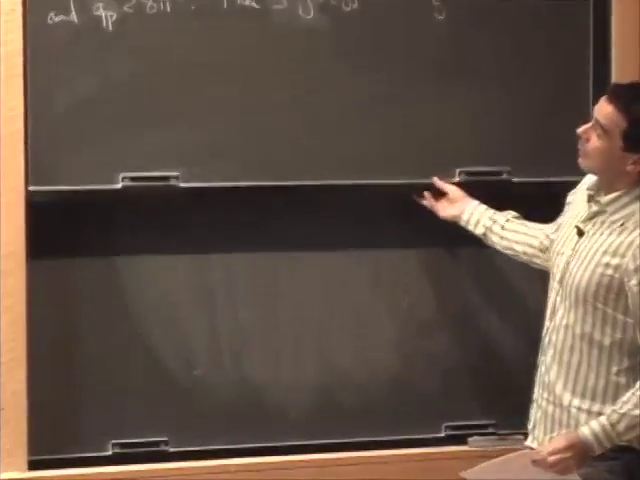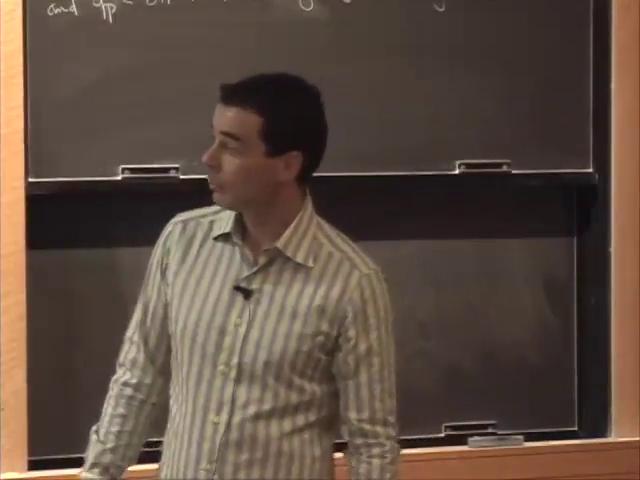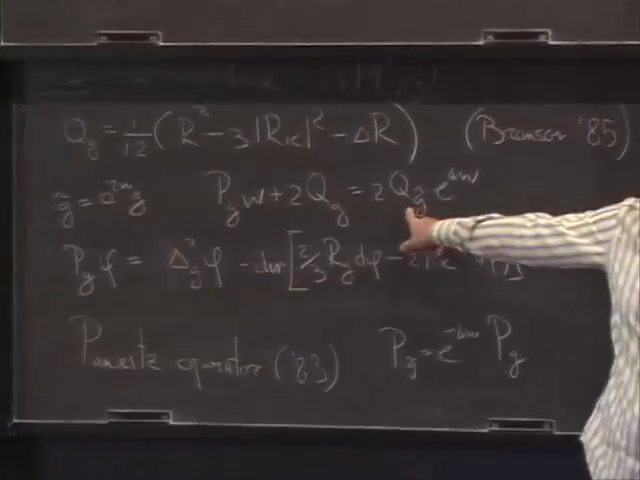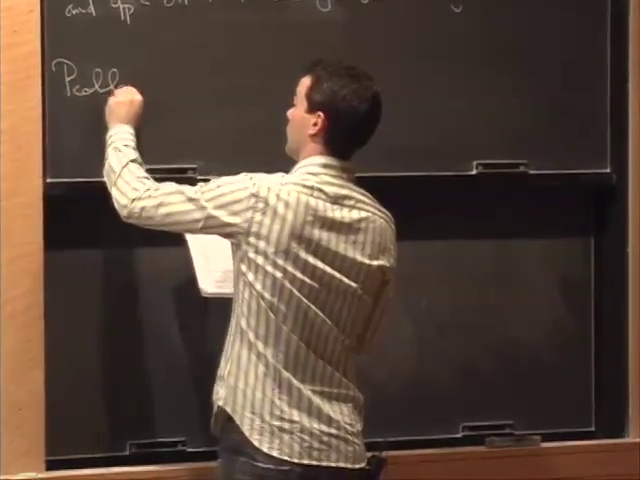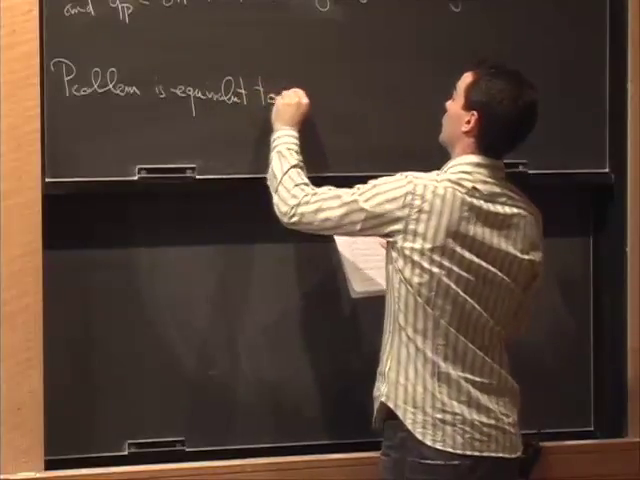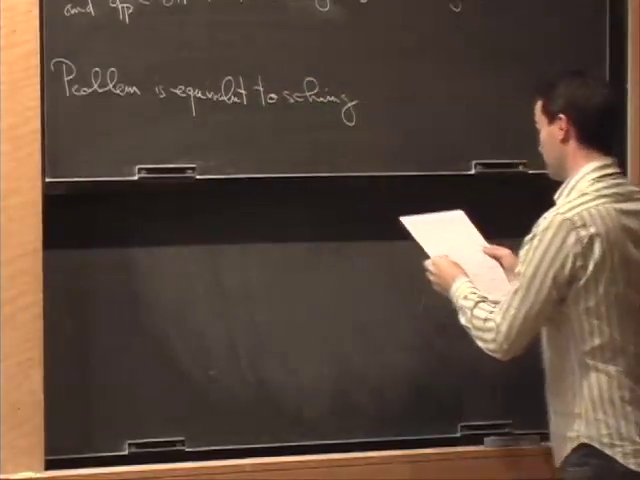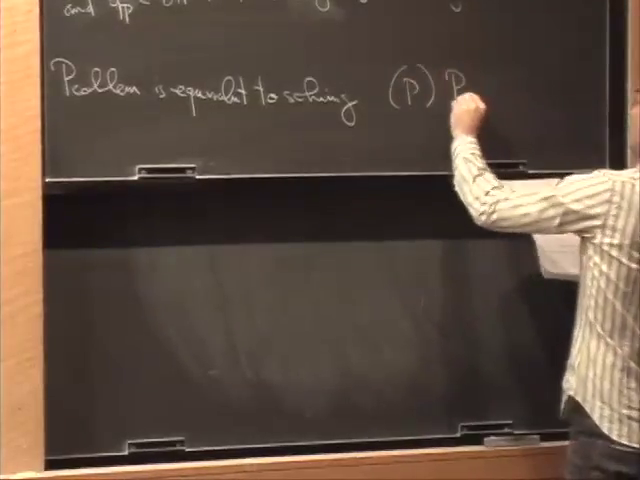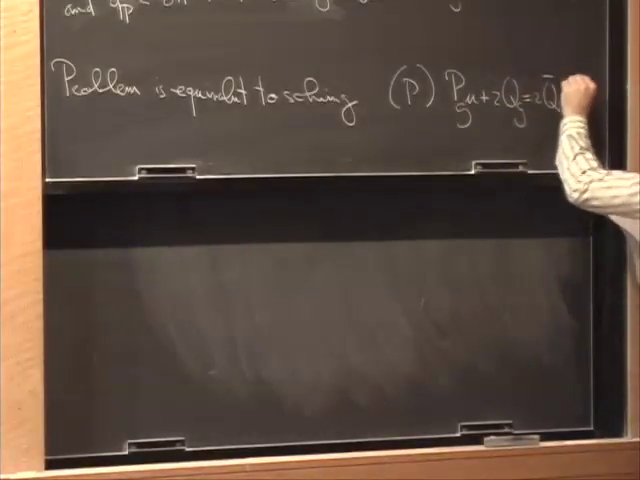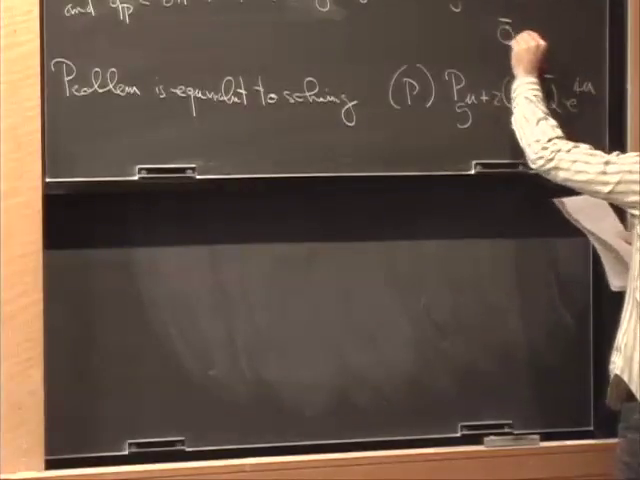Okay, so what does this problem boil down to? Let's look at the transformation law for the Q-curvature. So the new Q-curvature is given by this equation. I want to find a conformal factor for which Q of g tilde is a constant. So this means that the problem is equivalent to solving this PDE, which I call P: P_g of u plus 2 Q_g equals 2 Q bar e to the 4u, with Q bar a real constant.